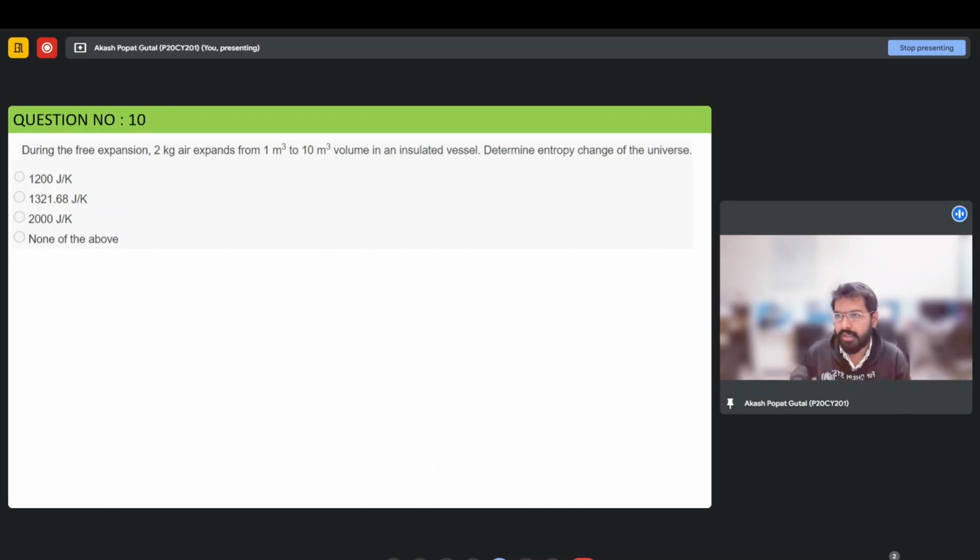So the next question is, during the free expansion, 2 kg of air expands from 1 meter cube to 10 meter cube volume in an isolated vessel. Determine the entropy change of the universe. So take 2-3 minutes to solve this question. Give me the answer.